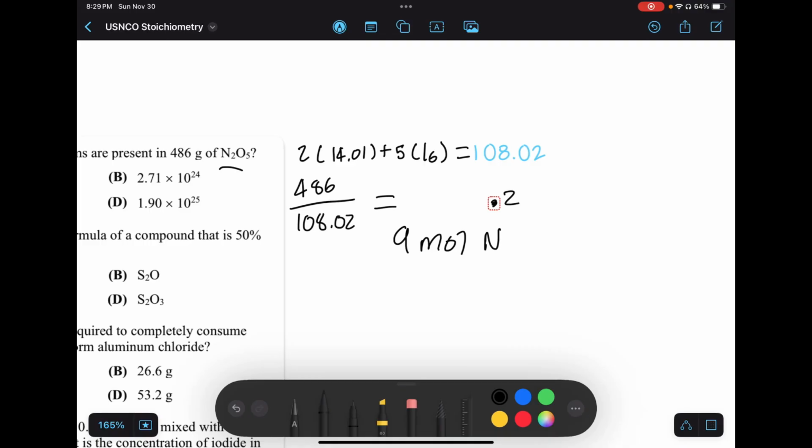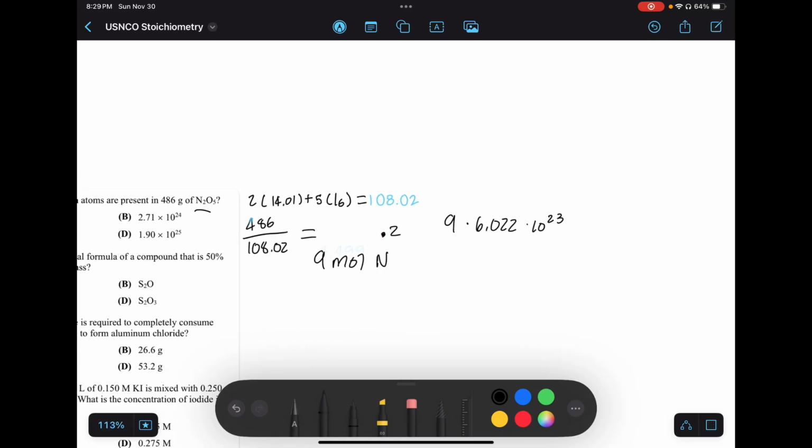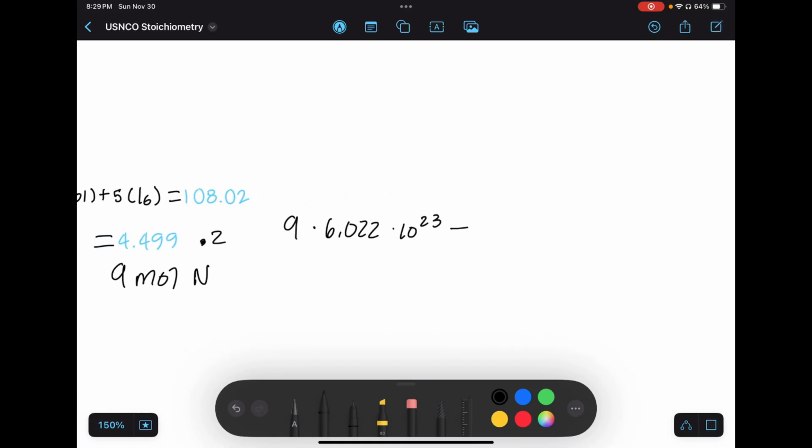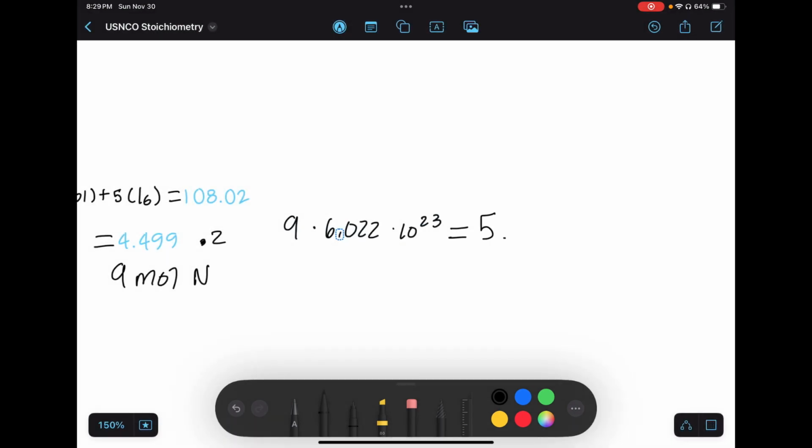So let me do this on my calculator. 486 divided by 108.02 times 2 times 6.022 times 10 to the 23rd. So that's 9 times 6.022 times 10 to the 23rd. This is Avogadro's number, which is the amount of atoms in a mole. So we get 5.42 times 10 to the 24th atoms.